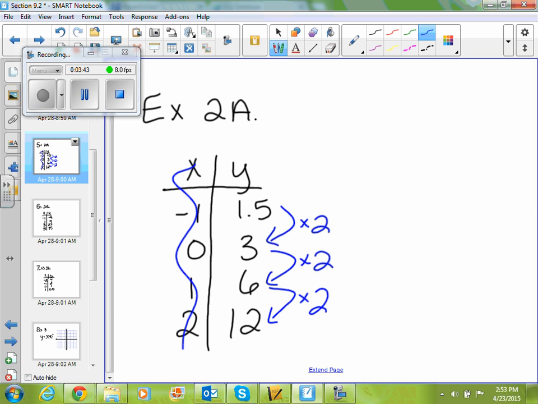Okay, are these all the same? Yes. So what's the base? So then it's exponential. Okay, so if they're all the same, it's exponential. And we don't have to graph it? Not on this part.